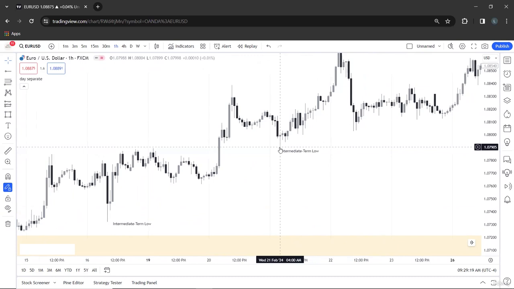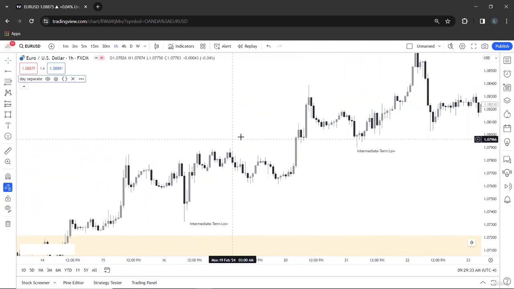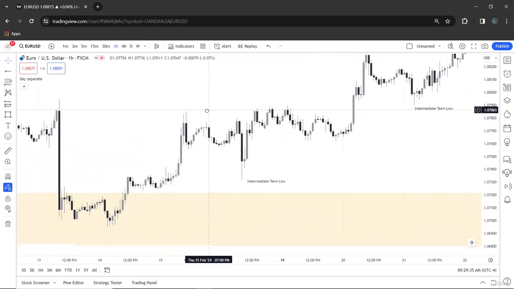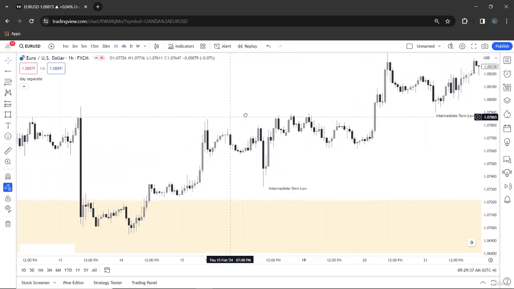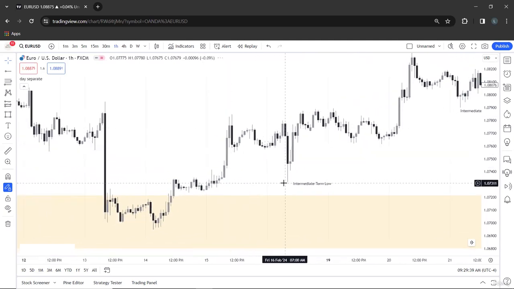If price traded below here, it should give you an idea that something is happening with your bullish run. Your bullish run is being compromised. Price is changing gears, price is shifting. That's what it should give you, and that's the primary use of intermediate term lows. Price should not be trading below it if your bullish run is correct.